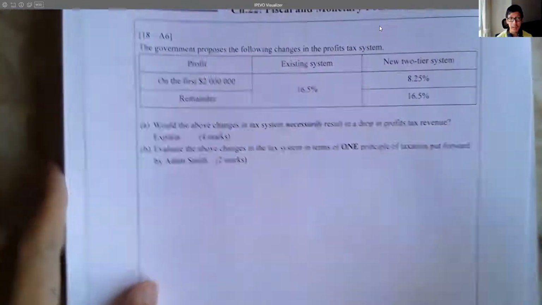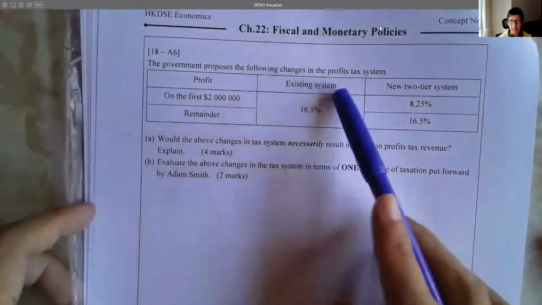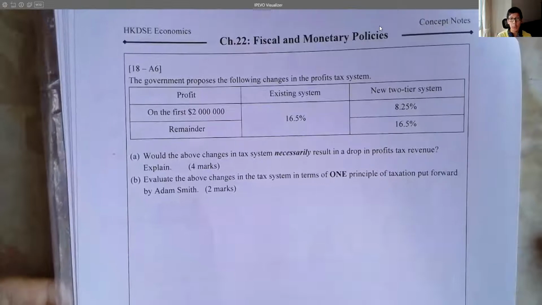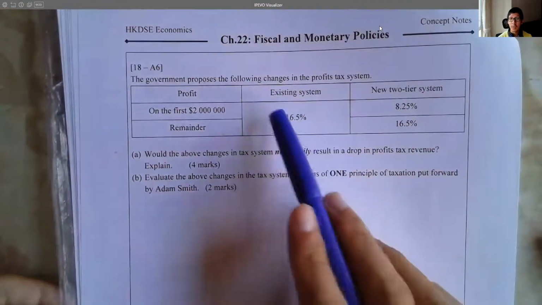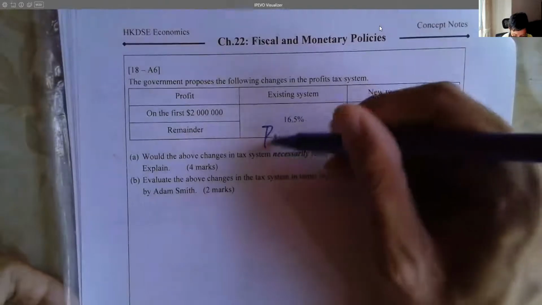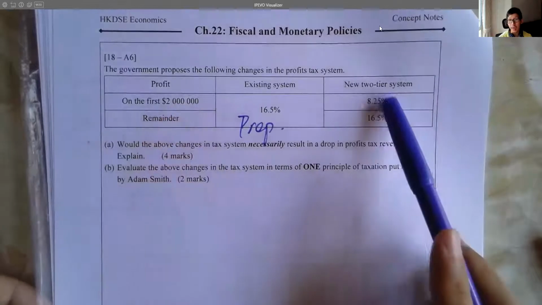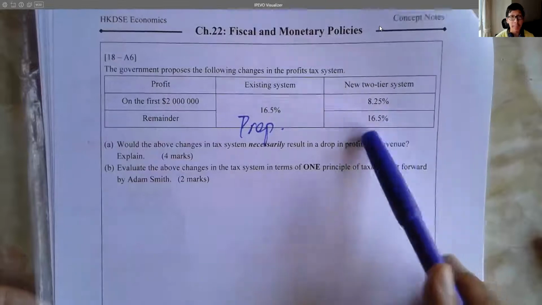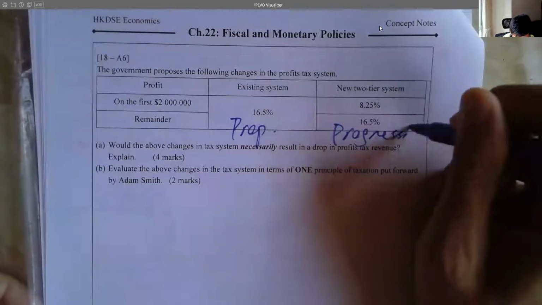OK， 好嘛？好啦，最後一條啦，2018. OK, here the government proposed the following change in the profit tax system. Now, this is exactly what I meant. In the old days, 2018, the existing system is a uniform 16.5 on your profit. Now, this is a proportional tax system. Now, what about the new system? The first 2 million, you pay half. 即係咩意思啊？窮嘅時候俾一半，有錢嘅之後嗰啲俾埋另外啲。This is a progressive system.